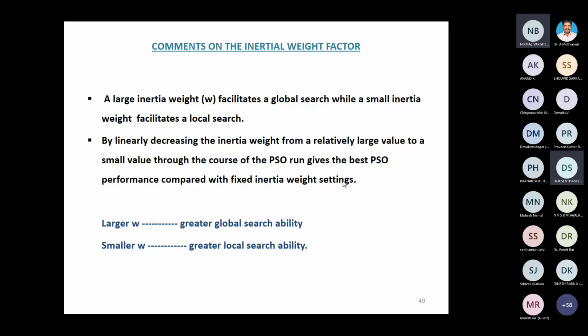Okay. Now, larger the weight factor of inertia, this inertia is different from your normal weight factors. This is the inertia weight factor. This is only one value, not like your input to hidden, hidden to output, output to hidden, not like that. Okay, it is only one value. Larger W, greater global search ability. Smaller W, greater local search ability.